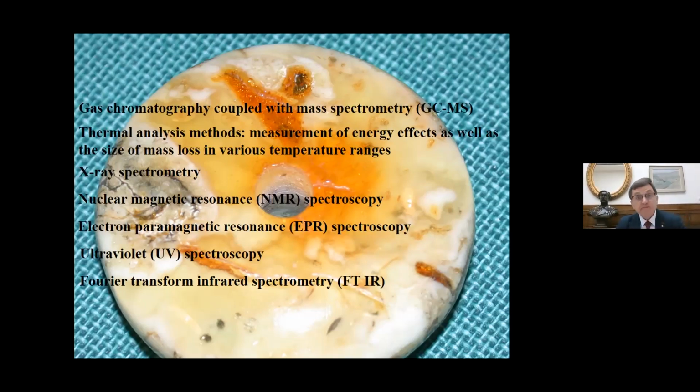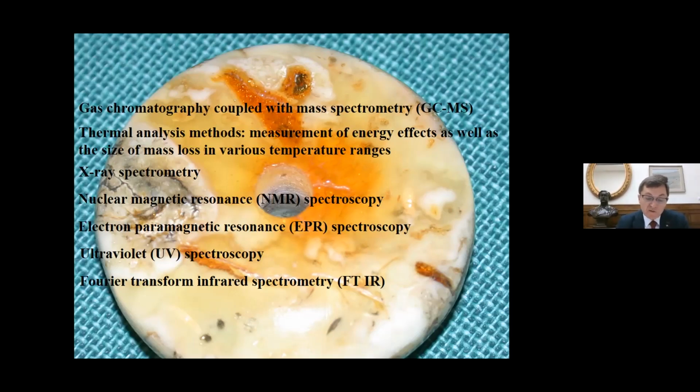What is the palette of the most popular methods for testing fossil resins? I mention a few of them. Among the chromatographic methods, gas chromatography coupled with mass spectrometry is the most effective method of studying the molecular structure of fossil resins. Thermal analysis methods measure energy effects, as well as the size of mass loss in various temperature ranges. As a destructive method, it has little use in archaeology.